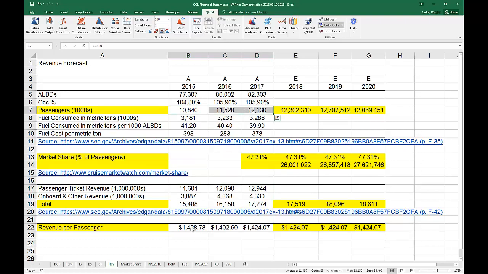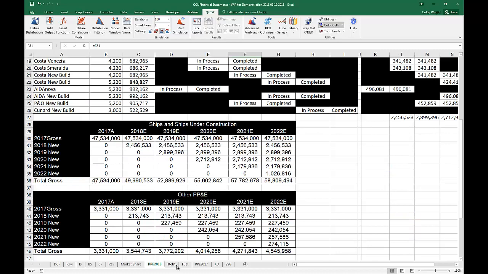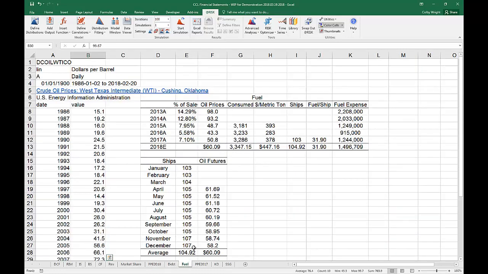Then we realize that this is the per passenger revenue that we've generated the last 3 years. Taking the average of that or using the last year, then we can say, well, we think we're going to carry this many passengers. We think we're going to get this much revenue per passenger. That's how we did our revenue forecast. We also had to do net capital spending. We had to make a fuel expense forecast.